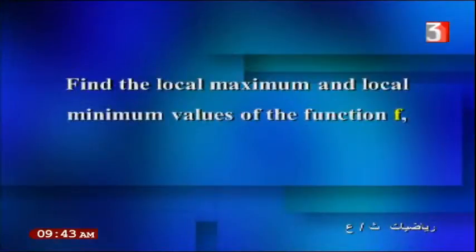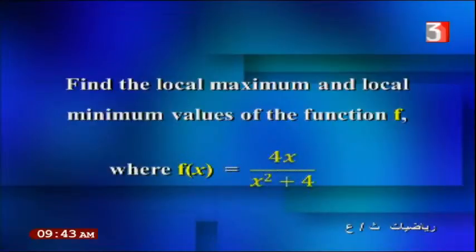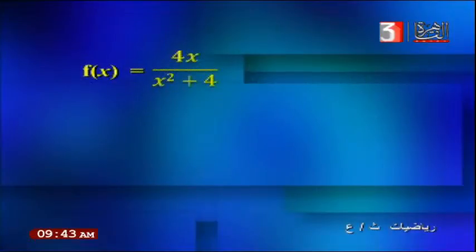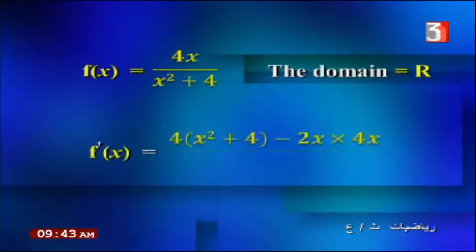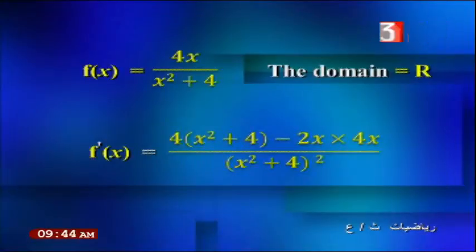Example: find the local maximum and the local minimum values of the function f, where f of x equals 4x over x power 2 plus 4. The function f of x equals 4x over x power 2 plus 4 is a quotient and its domain equals R. f dash x equals 4, which is the derivative of 4x, multiplied by x power 2 plus 4, minus 2x, which is the derivative of x power 2 plus 4, multiplied by the numerator 4x, all over x power 2 plus 4 all power 2.